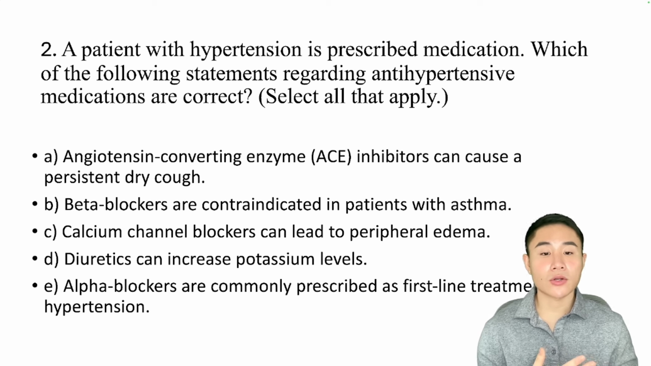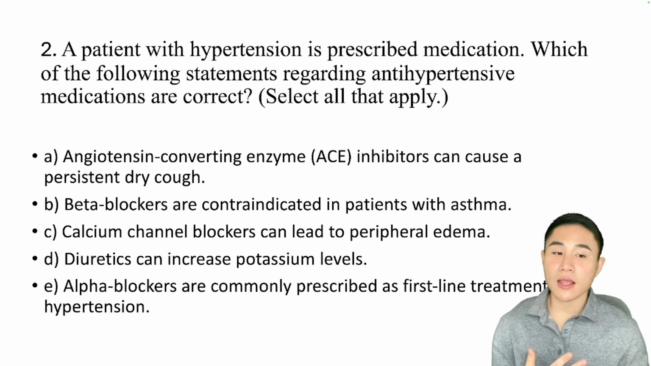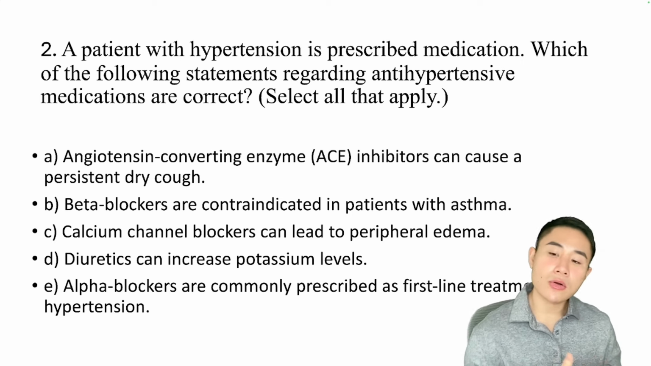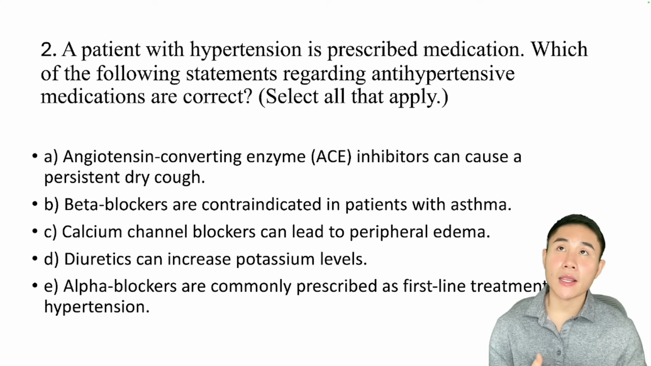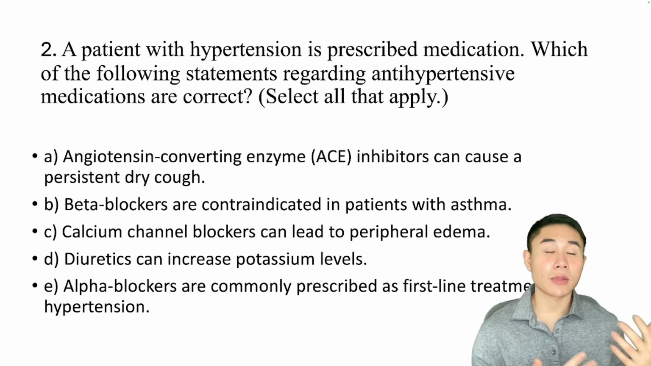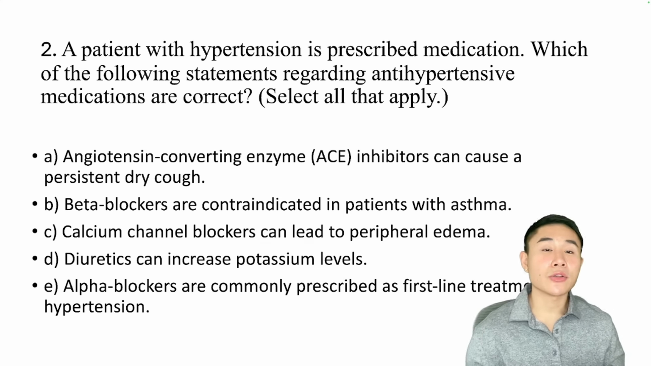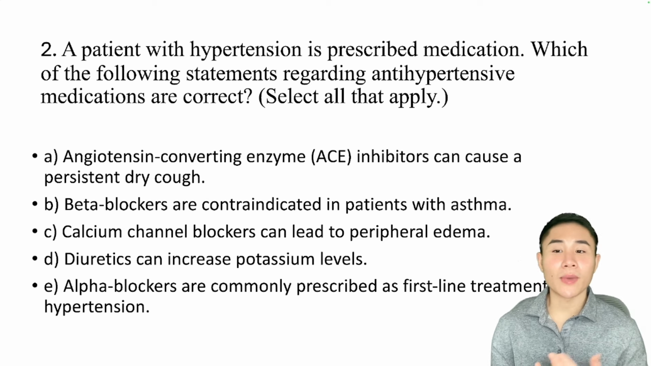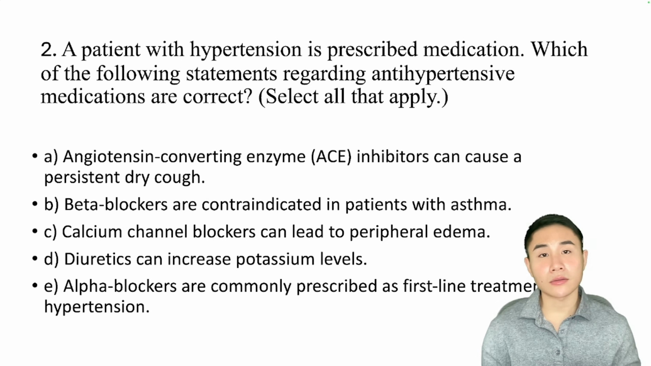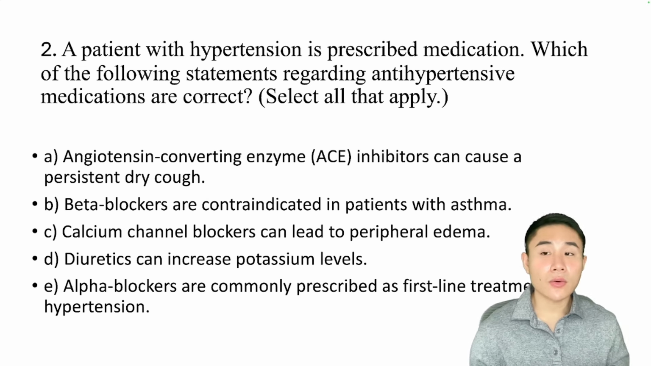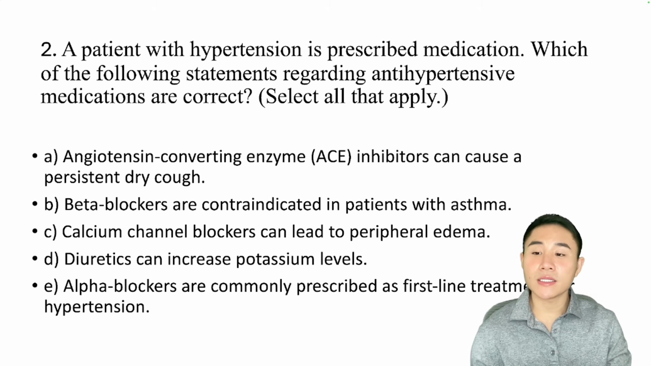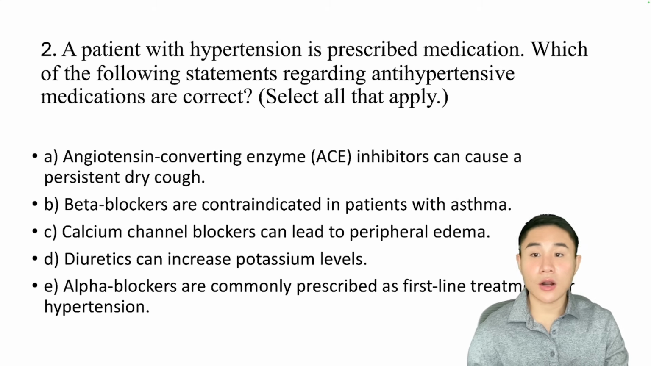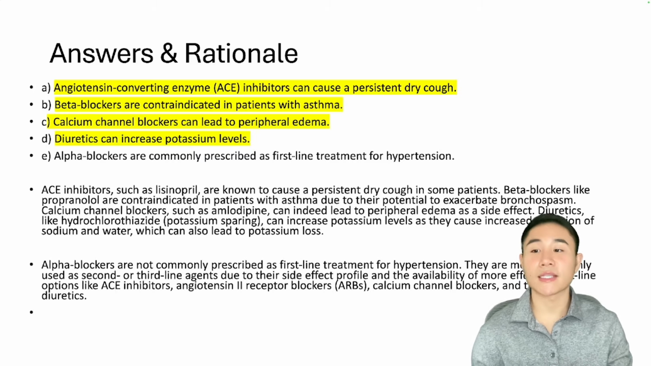E. Alpha blockers are commonly prescribed as first-line treatment for hypertension. No, usually if someone has a hypertensive episode or high blood pressure, we usually go for hydralazine first, which is like a vasodilator push, or labetalol, which is a beta blocker, if they don't have asthma. So definitely alpha blockers are not commonly prescribed as first-line treatment for hypertension. So A, B, C, D are my answers. Yes, that's correct.